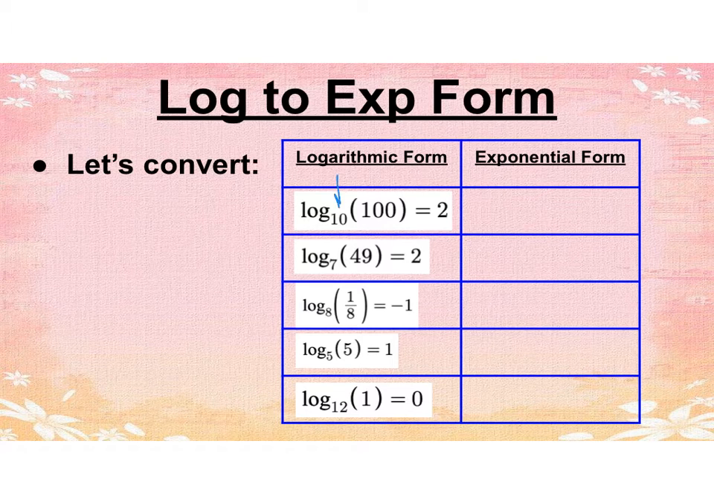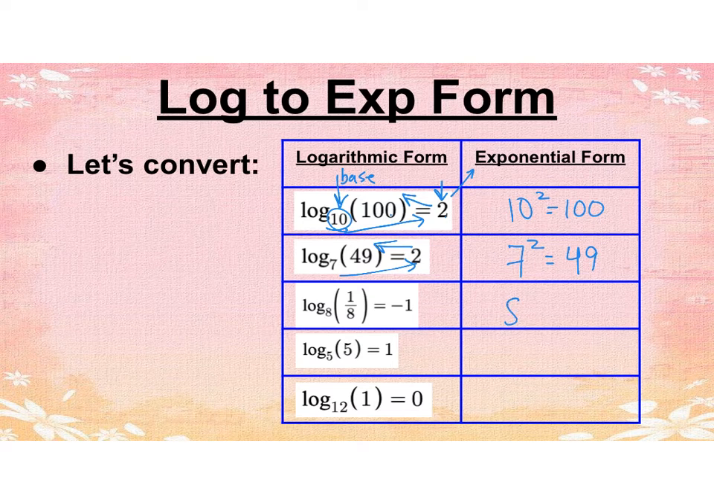So here's my base. And then remember, the answer becomes the exponent. So it's this little back and forth motion. 10 raised to the 2 equals 100. 10 squared equals 100. 7 squared equals 49. 8 to the negative 1 is the reciprocal, so 1/8. 5 to the 1 is 5.